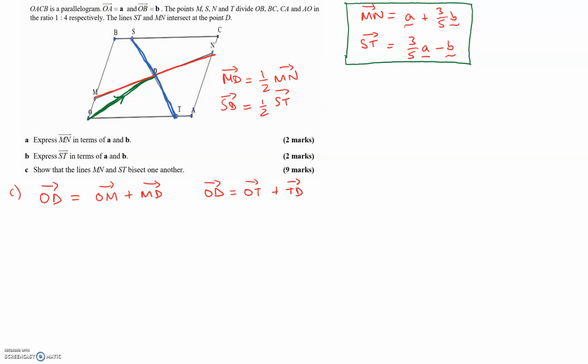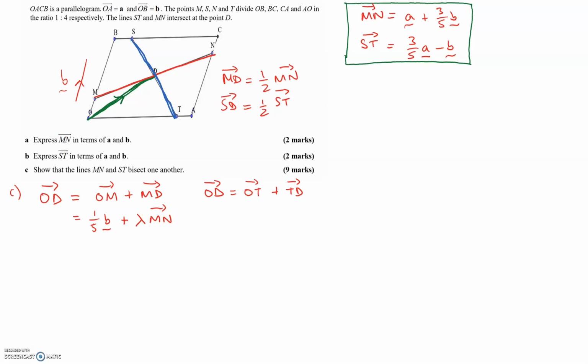Okay, let's see what happens when we do that. So the vector O to M from before we discovered was a fifth B. Remember, this is the vector B. That's a fifth B. The vector M to D is going to be some multiple of the vector M to N. Now remember, we cannot assume that this multiple is a half. So for now we're going to call it lambda.